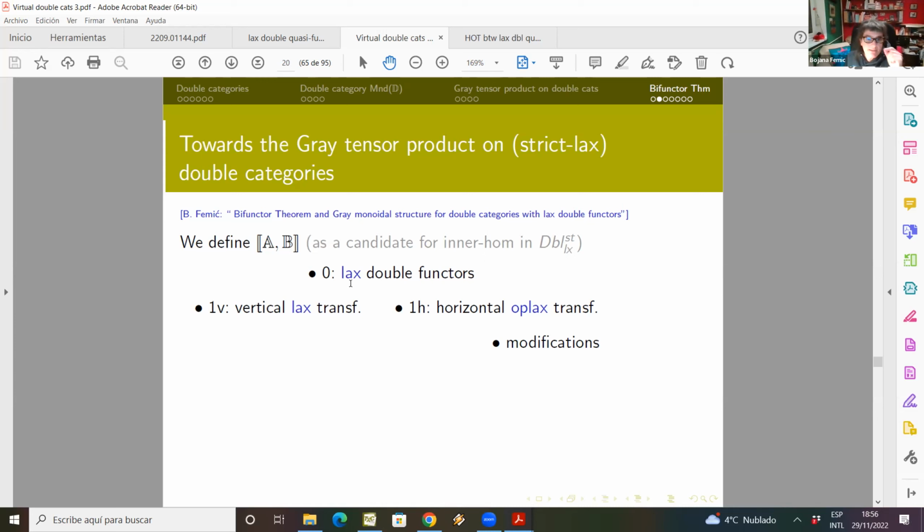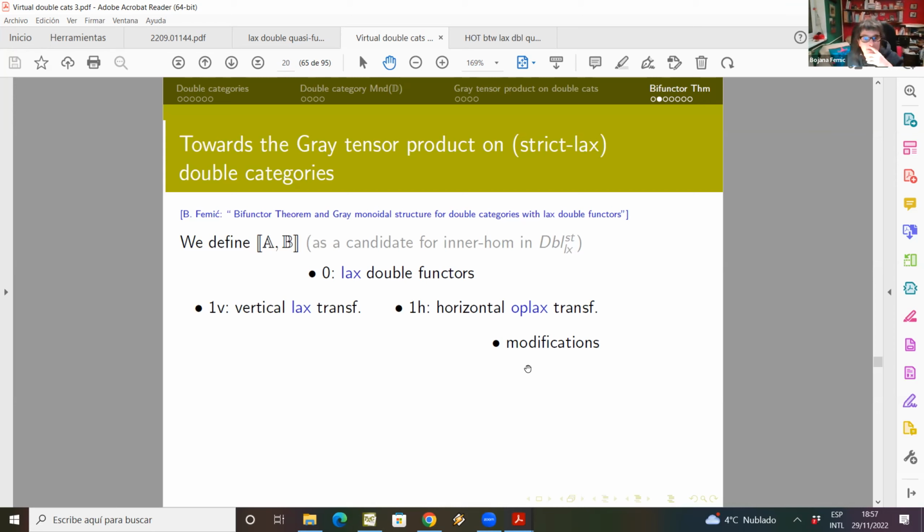So for 0 cells, I take lax double functors. What here is in blue is to stress the difference with respect to the construction of Gabi, of Gabriela. In this place, she took strict double functors. Next, for horizontal 1 cells, I take horizontal op-lax transformations. And for vertical 1 cells, I take vertical lax transformations. Gabi in both cases took just pseudo transformations. And the modifications involve, of course, both of these two on the top.